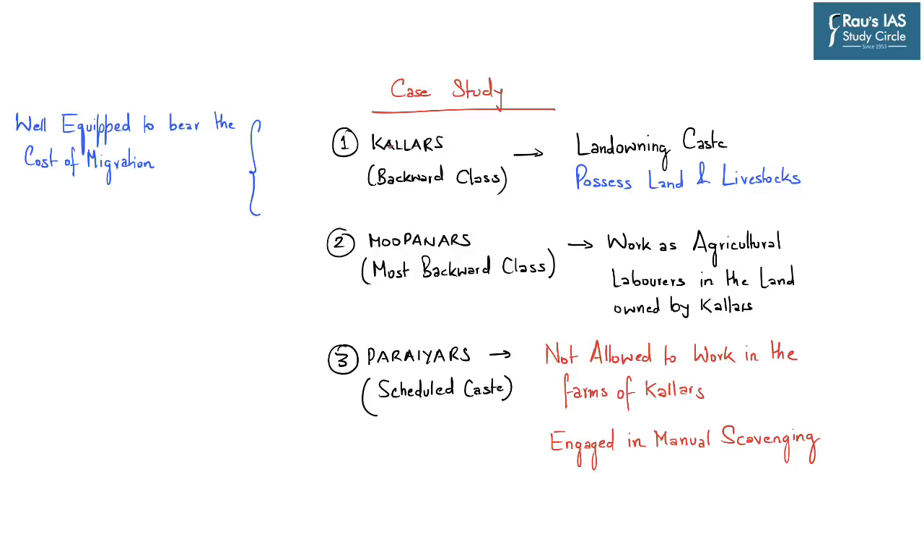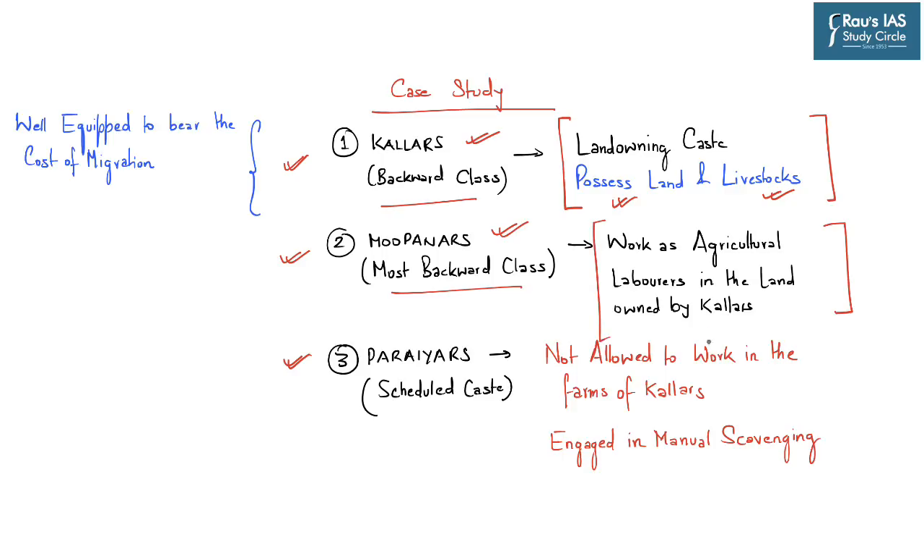So this particular article is basically a case study for these 3 different communities belonging to 3 different castes. These 3 communities are the Kallars community, who are the backward class and are the dominant land owning caste of the 3 villages which have been identified in this article, and they possess land and also livestock. The other community which has been studied is Mupanars, which are the most backward class, and they work as agricultural laborers in the land owned by Kallars, that is these.